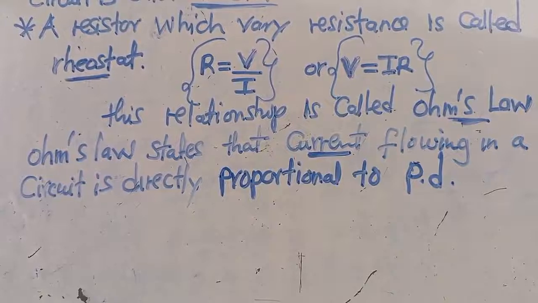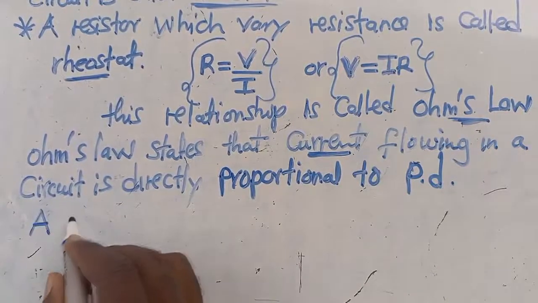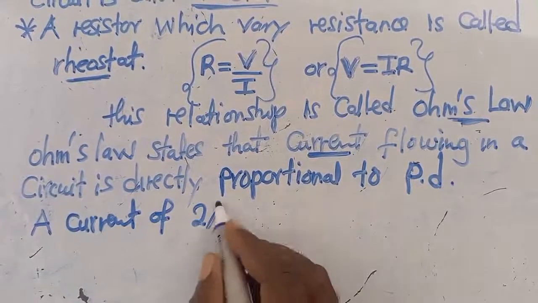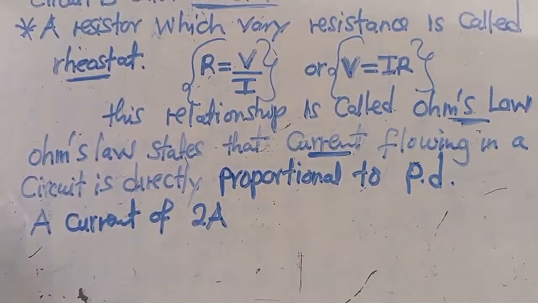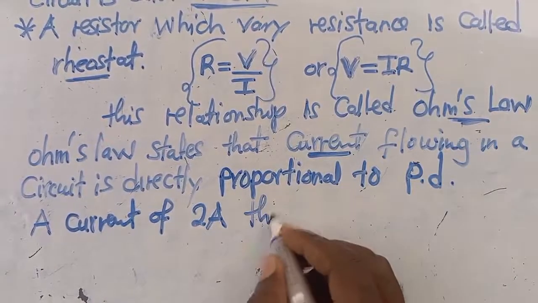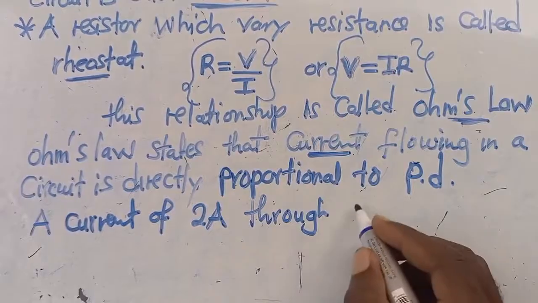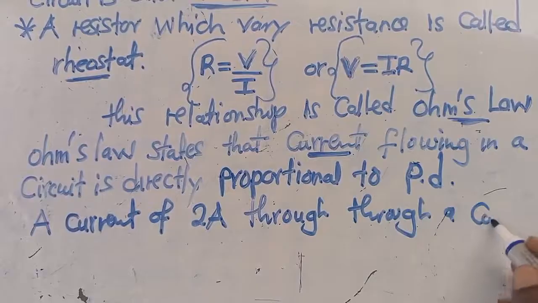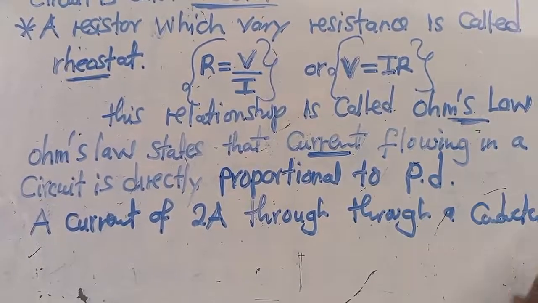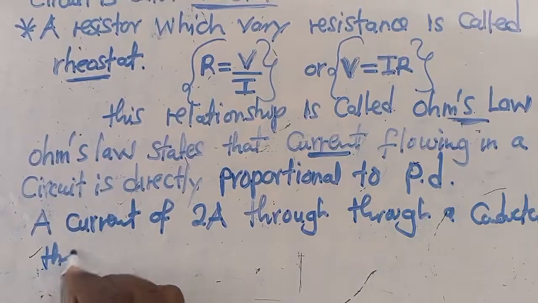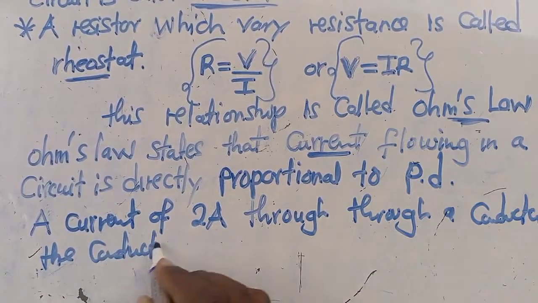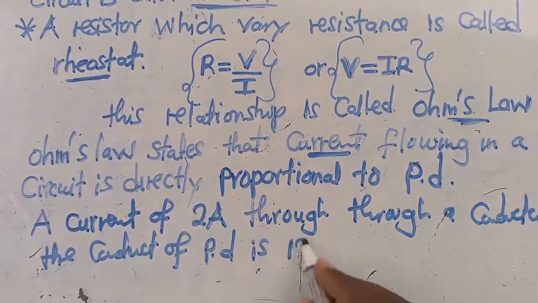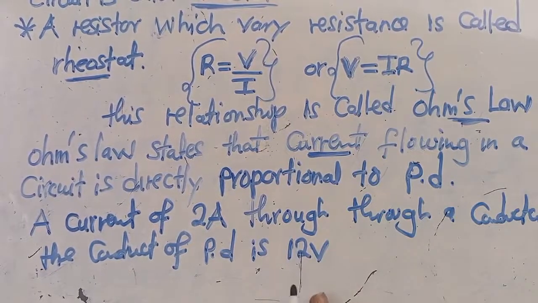They just give you a question, let's say a current of 2 amps flows through a conductor, and the PD of the conductor is 12 volts.